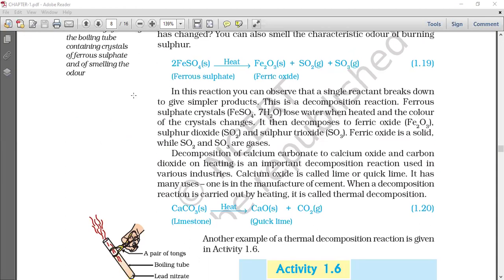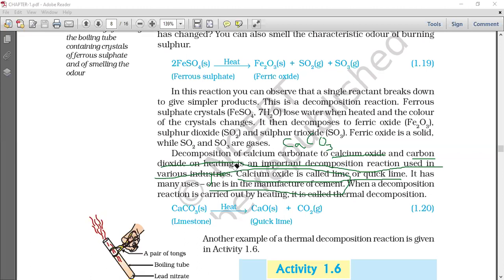And decomposition of calcium carbonate, okay? Calcium carbonate, CaCO3. If you heat this calcium carbonate, it gives calcium oxide and carbon dioxide. On heating, it is also an important decomposition reaction used in various industries. Calcium oxide is also called quicklime, or lime. Already we have learned that in the previous topic. It has many uses. It is also used in the manufacturing of cement. Very, very important. So all this comes under MCQs.